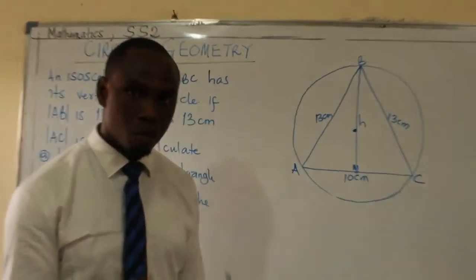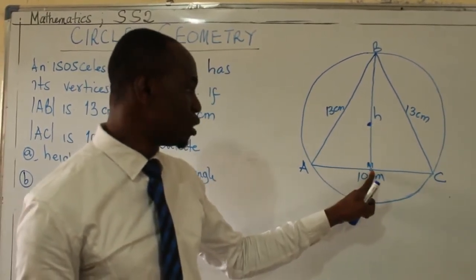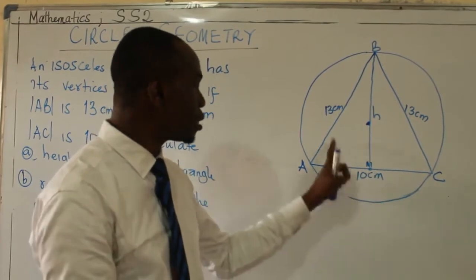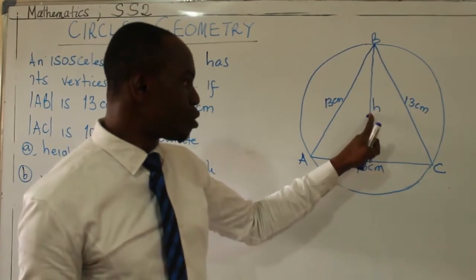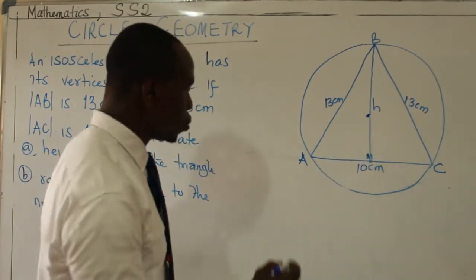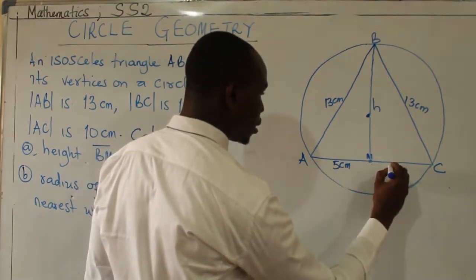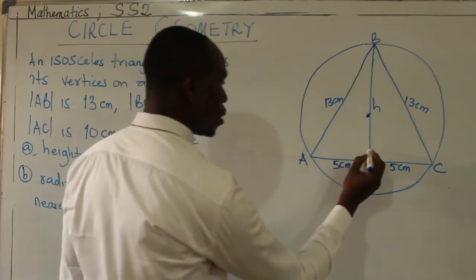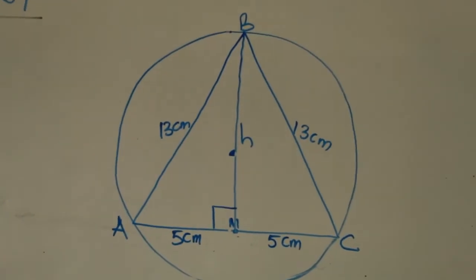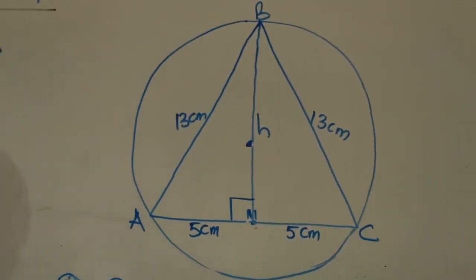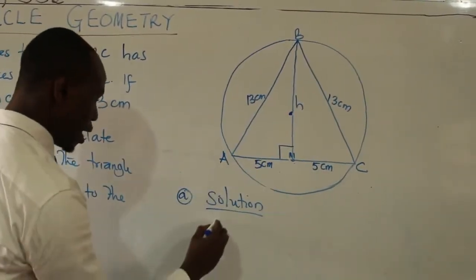Because we said in theorem 1 that a line drawn from the center of a circle down to the chord is at right angle to it, and it bisects it. Even though we drew this line from B down to M, it still crossed the center of the circle. So it goes to show that this is 5 centimeters and this is another 5 centimeters, and the angle formed at M here is 90 degrees. So to find the height, I have to write my solution, and then I extract this diagram.